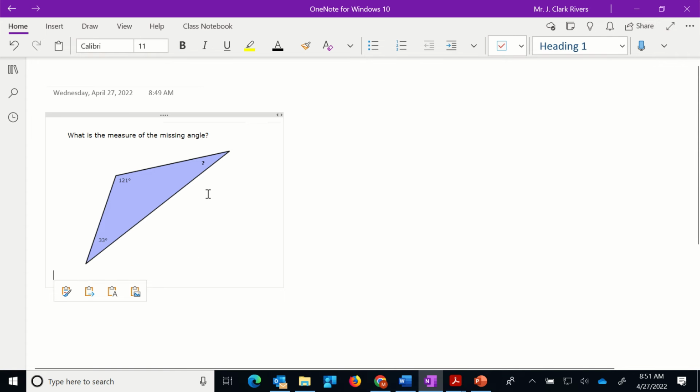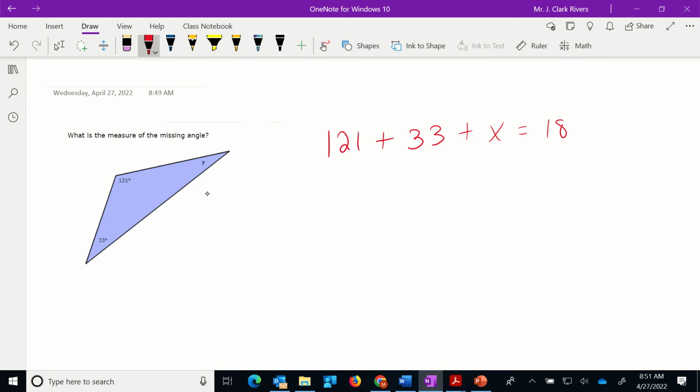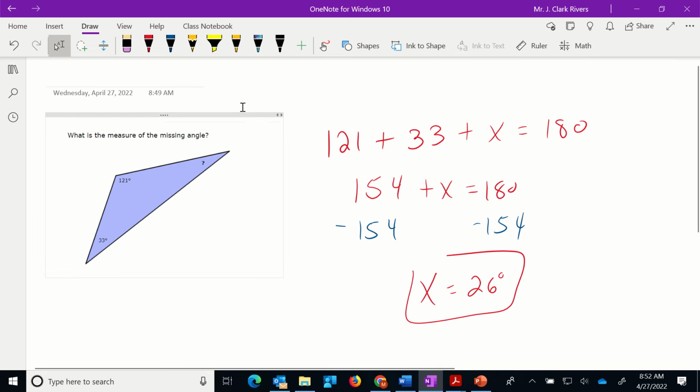So here we have this triangle, 121 degrees plus 33 degrees plus the unknown, which I'll call x, equals 180. 121 plus 33, that's going to be 154 plus x equals 180. We're going to subtract 154 from both sides, and we get x is equal to 26 degrees. So 26 degrees for that missing angle there.